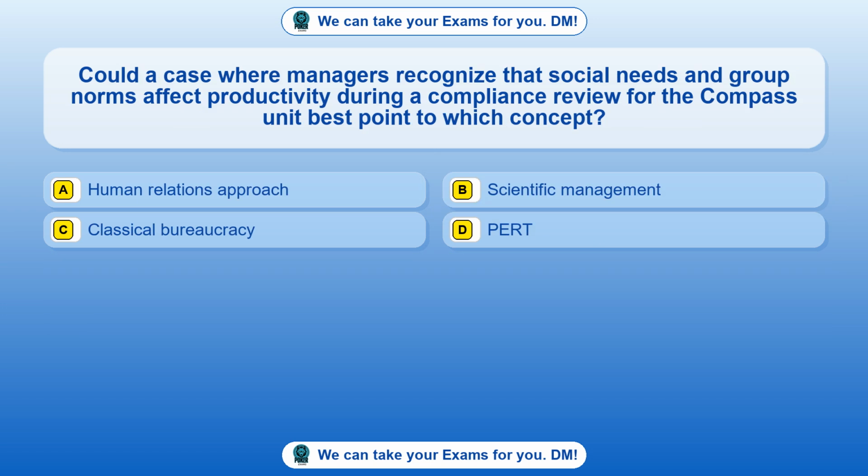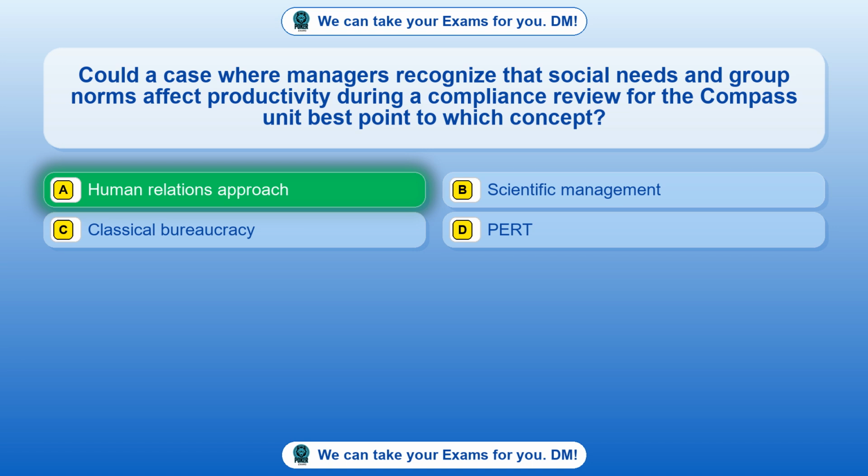Question 97. Could a case where managers recognize that social needs and group norms affect productivity during a compliance review for the Compass unit best point to which concept? Option A, human relations approach. Option B, scientific management. Option C, classical bureaucracy. Option D, PERT. The correct answer is option A, human relations approach.